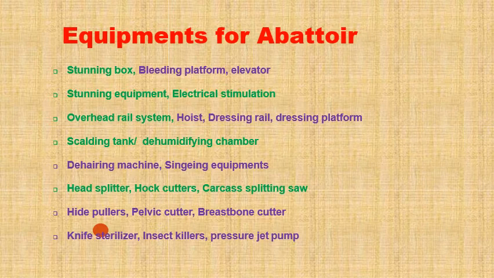There is a scalding tank in case of pig, or dehumidifying chamber. There is a dehairing machine, singeing equipment, etc. for pigs. There is a head splitter, hock cutters, carcass splitting saw, hide pullers or dehiding machine, pelvic cutter, breastbone cutter, and there are different kinds of knives and knife sterilizer, insectocutters or insect killers, and pressure jet pump for washing, etc. These are some of the important list of equipment for the modern abattoir.